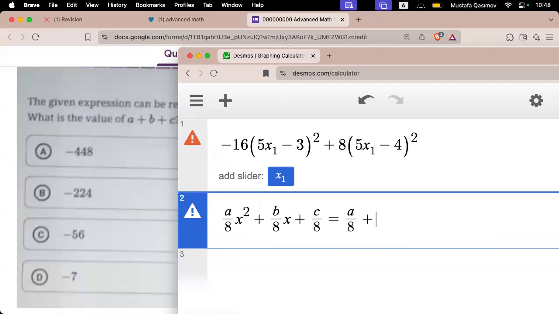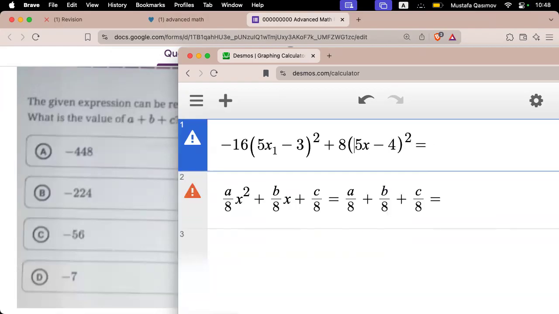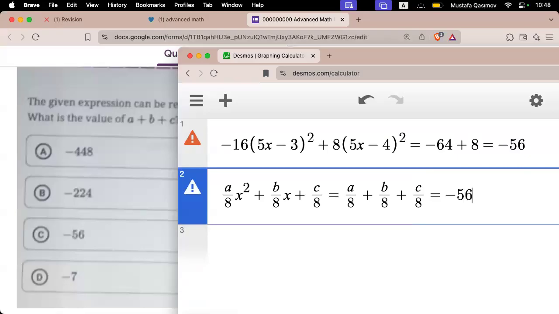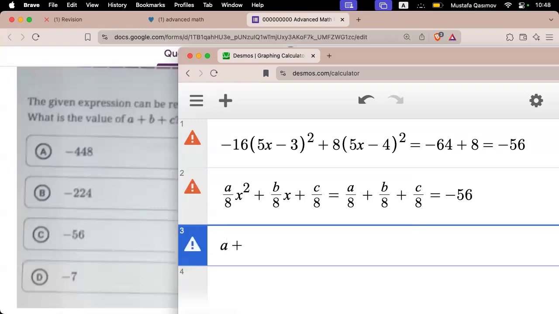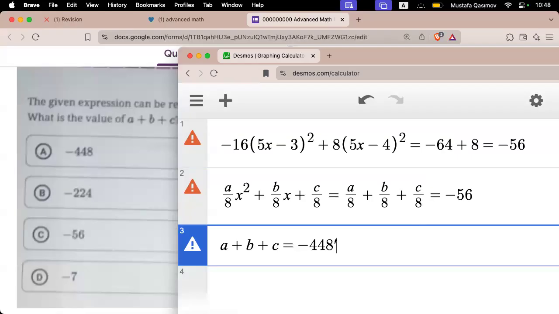A over 8 plus b over 8 plus c over 8, right? For first one, we will get negative 16 multiplied by 2 square. It is negative 64 plus 8 multiplied by 1, 8. So it is equal to negative 56, right? Because they are the same function. Then you can find a plus b plus c from here. A plus b plus c is equal to 8 multiplied by negative 56, and it is negative 448. Answer is A.